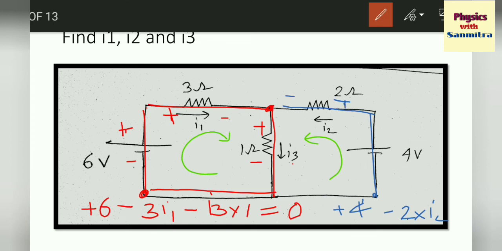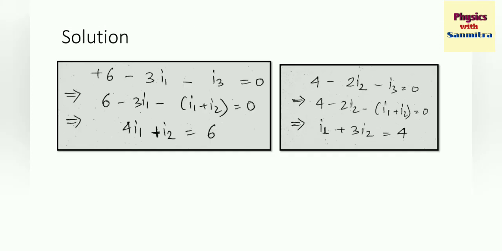Now again, see this here. We are going from up to down, along the current, so again we will get 1 into i3. We have already discussed this. From here to here, there is no resistance, so no drop, so it will become 0. So 4 minus 2i2 minus i3 is equal to 0. Since i3 is i1 plus i2, we get i1 plus 3i2 is equal to 4.